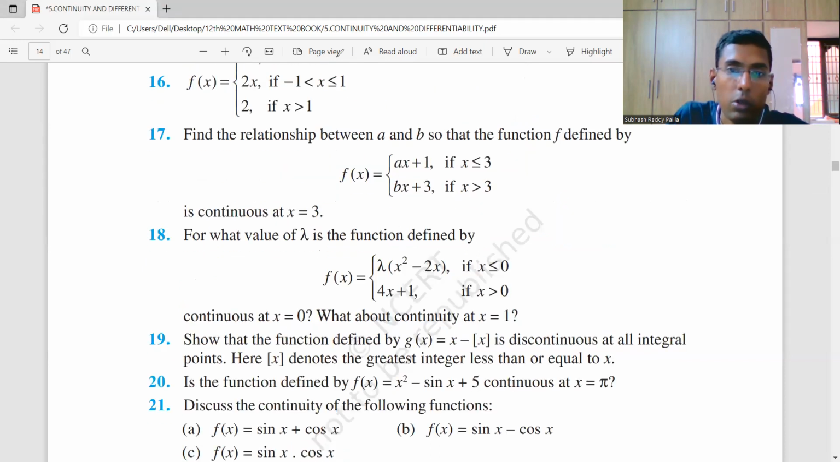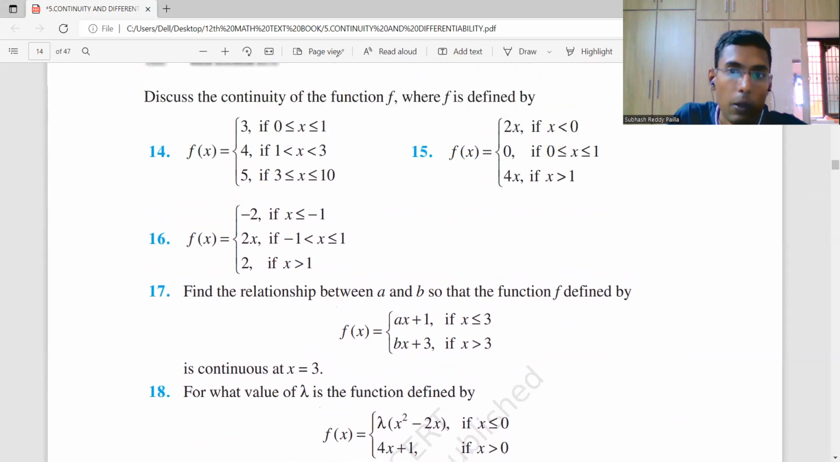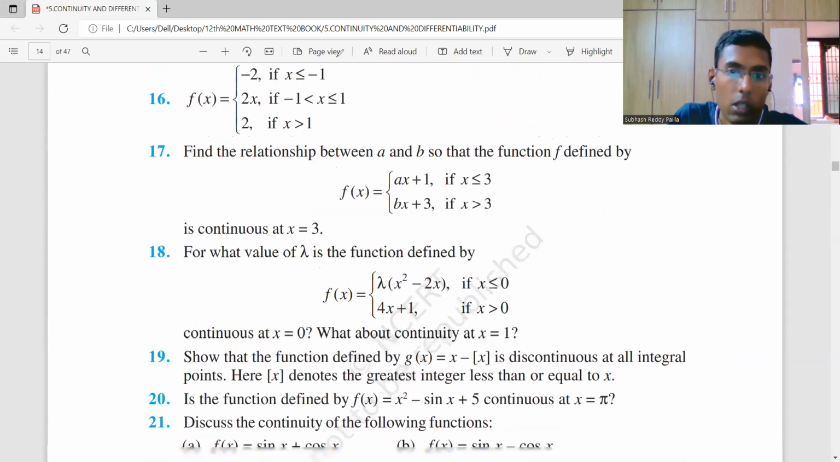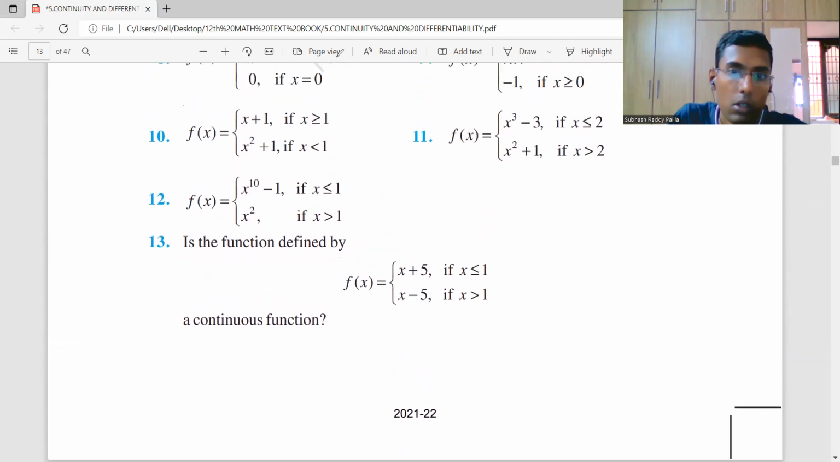And your A and B values, you have to make left hand limit equal right hand limit. Same thing. Okay, right. So these all you got. Okay, 17, 18, 19.